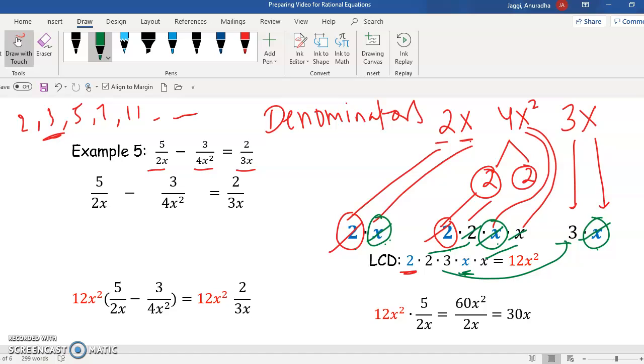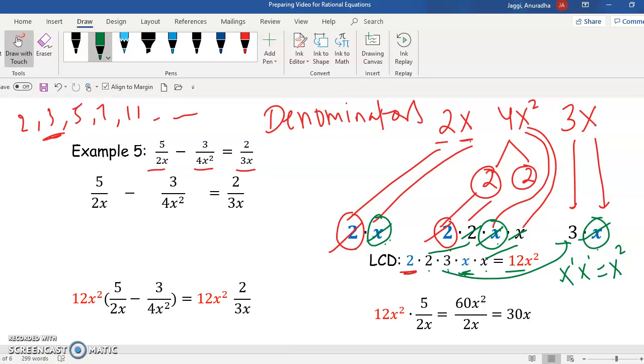Okay, so now you have all the prime factors and linear factors in the least common denominator, and all the pairs are taken care of. So you're going to just multiply. 2 times 2 is 4 times 3 is 12. So you have a 12 here. And there are 2 x's. So x to the power 1 and x to the power 1 make x square, product rule. Okay, so you have a 12x square. So we have the least common denominator now.